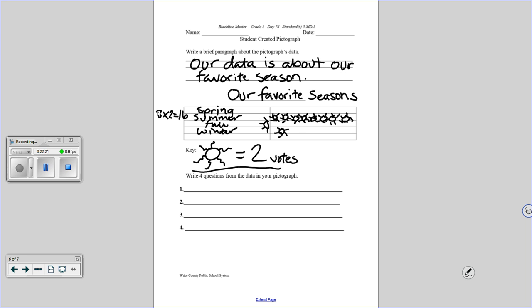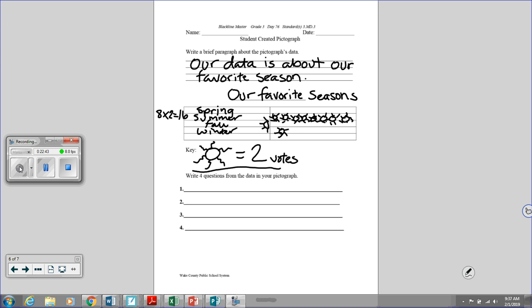Does that make sense? This is the same data. I don't care what your favorite season is. I want to know, based on my data, what questions can I ask?